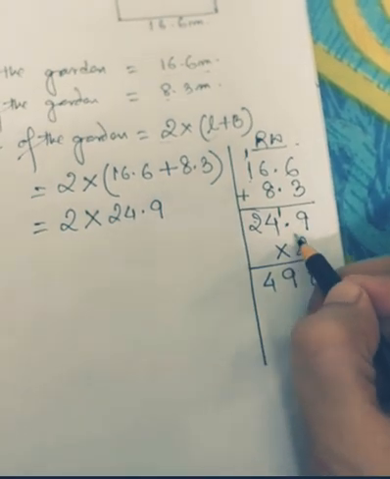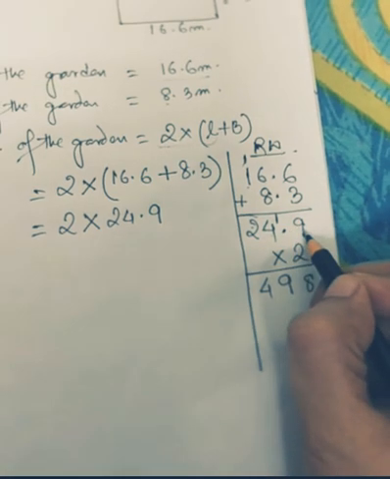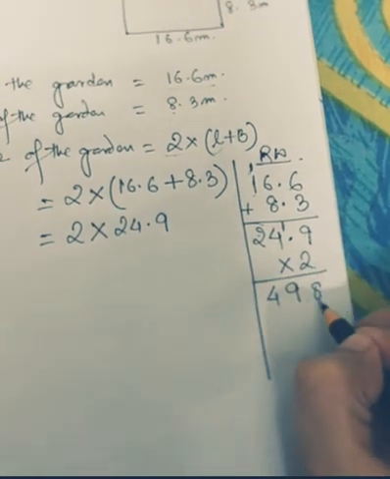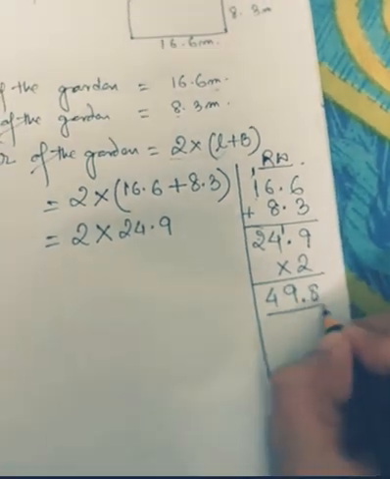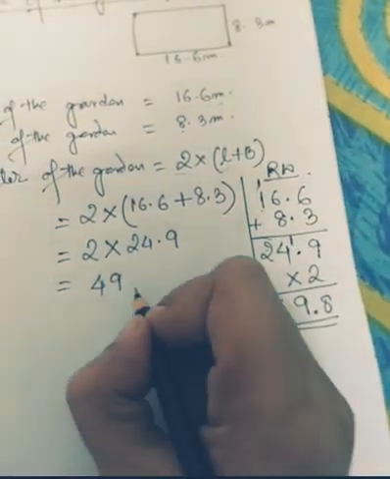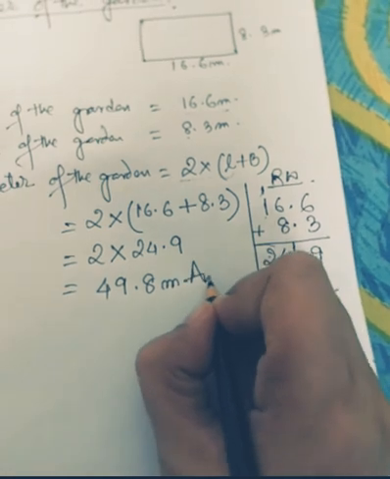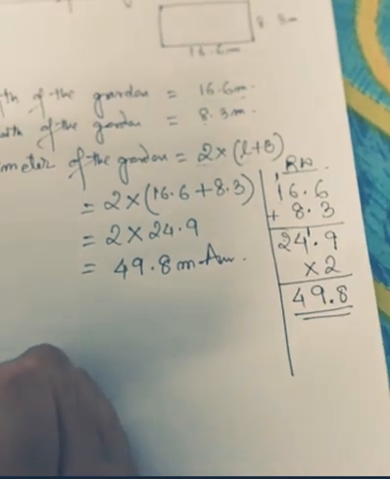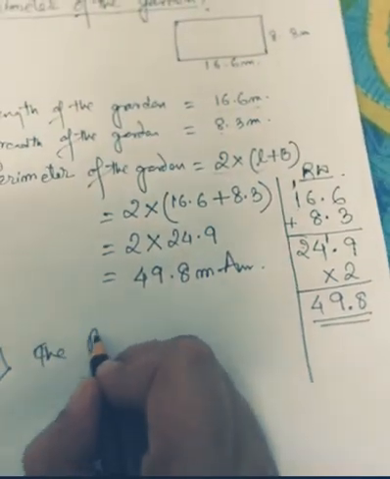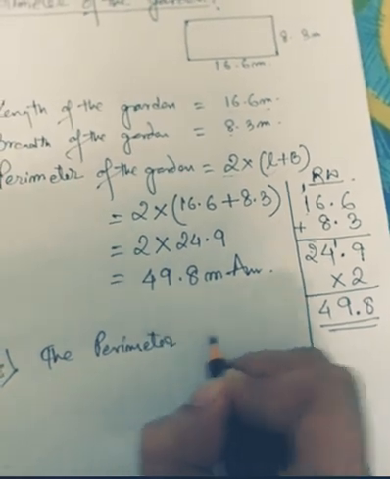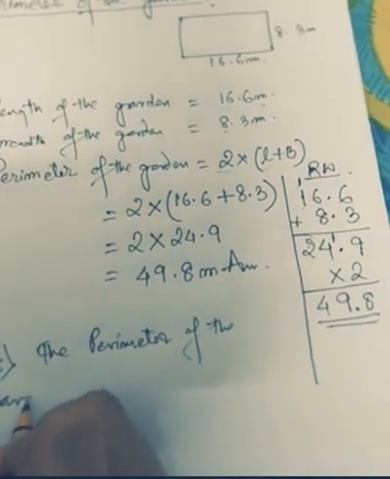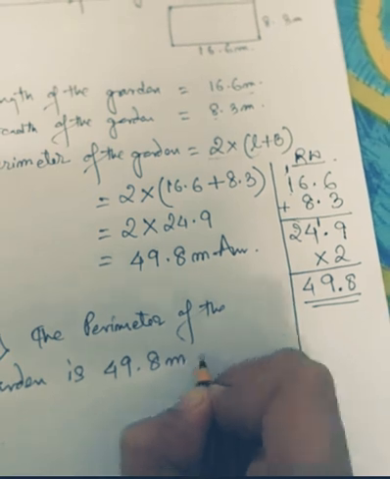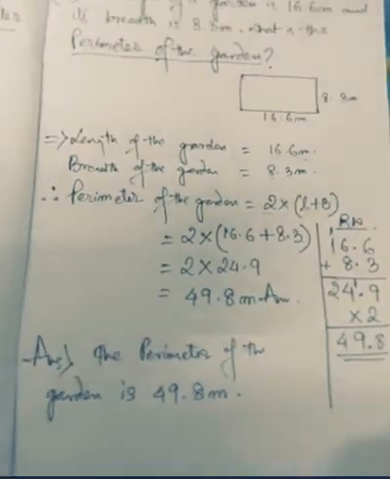But here we have a decimal. The decimal is just before 1 digit. So here also it will be just before 1 digit. So the answer is 49.8 meter. Clear, students? So let us write the answer. Answer: the perimeter of the garden is 49.8 meter. Now let us see one more question.